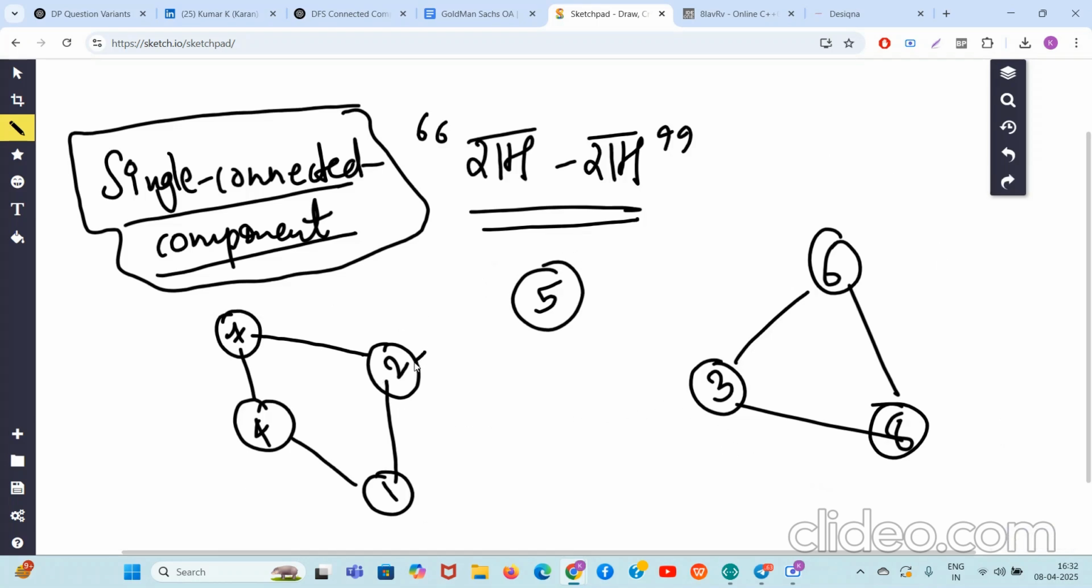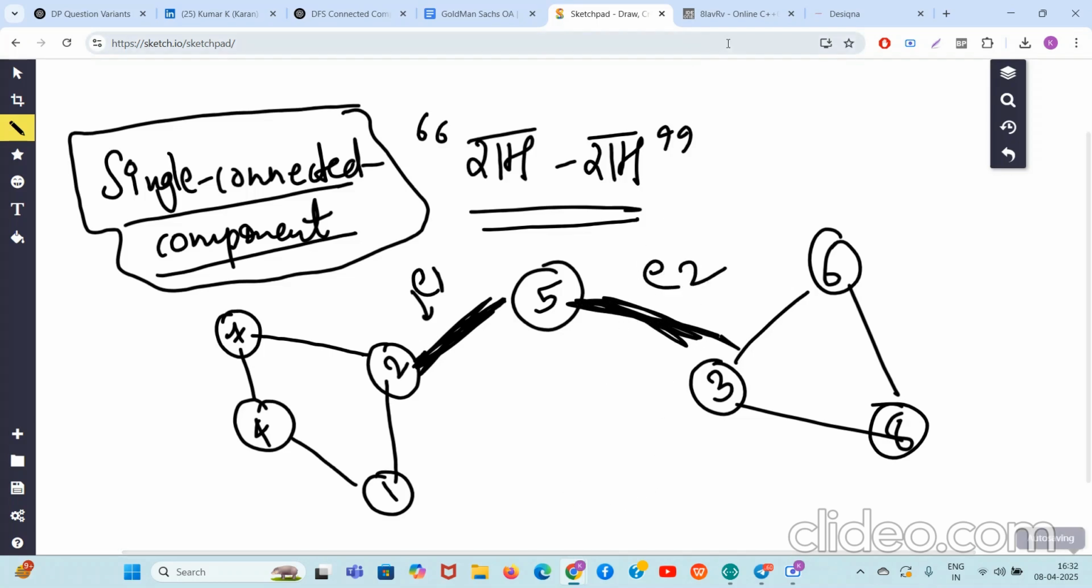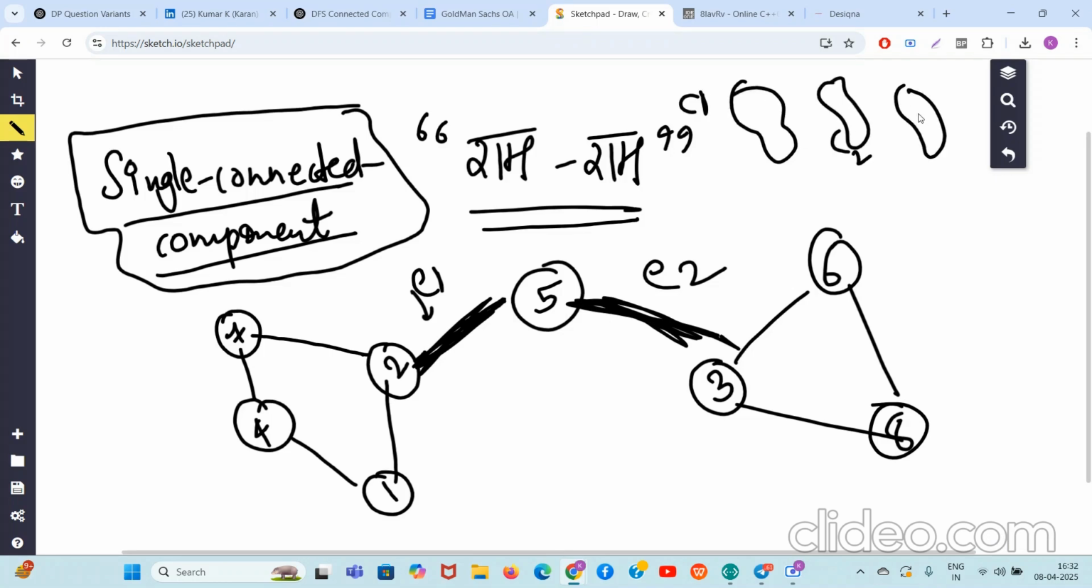How? You can make one edge like this, edge number 1. And then you can make an edge between the second component and the third component. So if component 1, component 2, and component 3 are separate, one edge here and one edge here will join them. So only two edges are required to join three components.